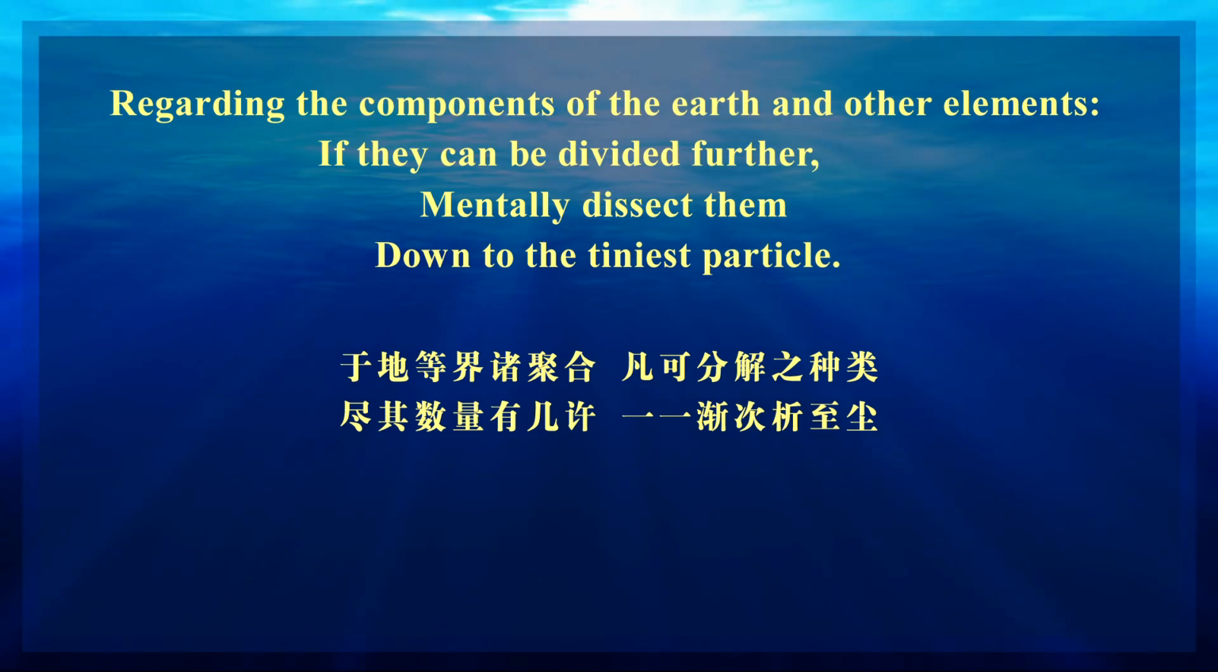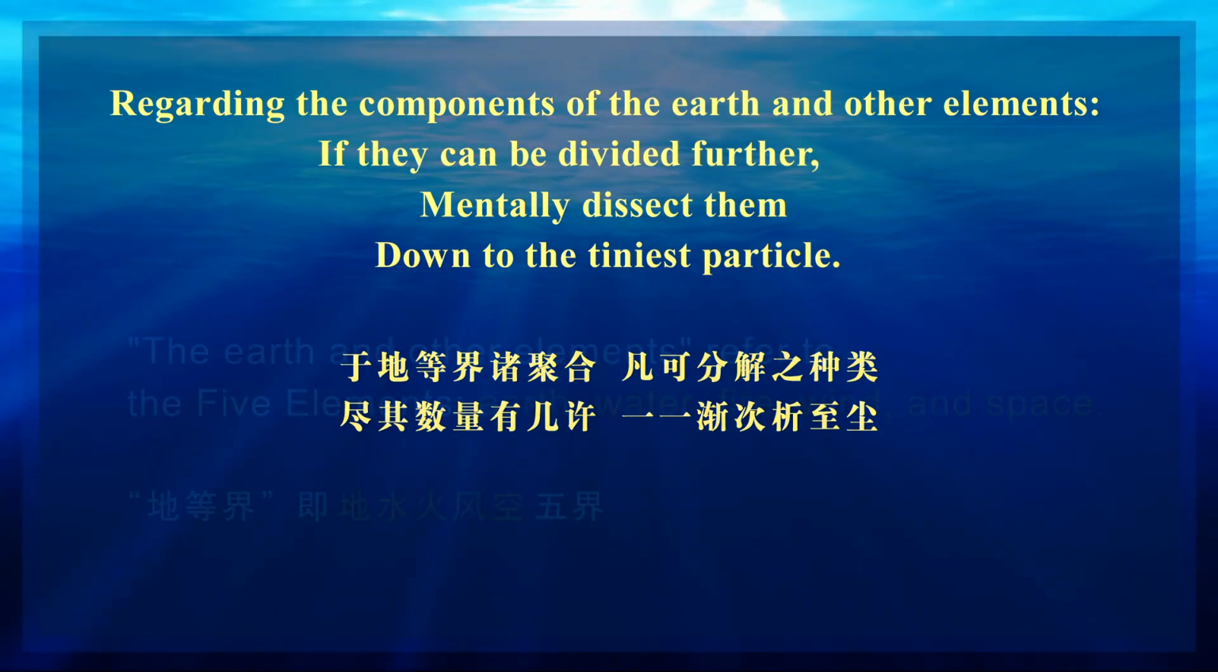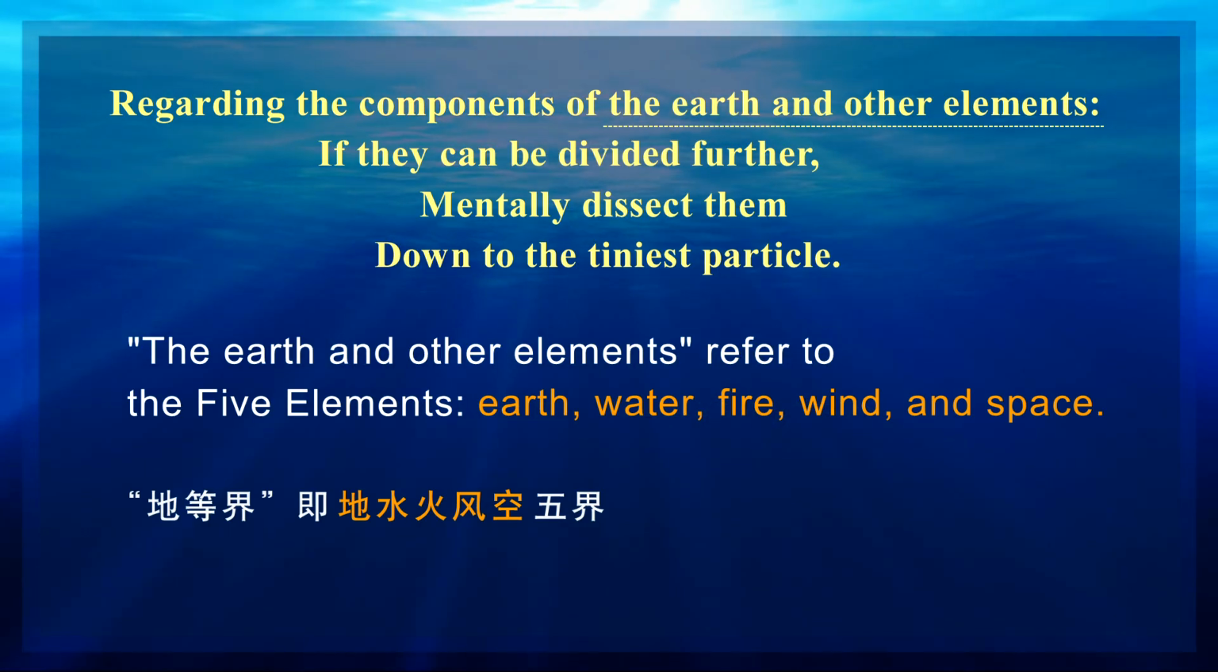Regarding the components of the earth and other elements, if they can be divided further, mentally dissect them down to the tiniest particle. The earth and other elements refer to the 5 elements: earth, water, fire, wind, and space.